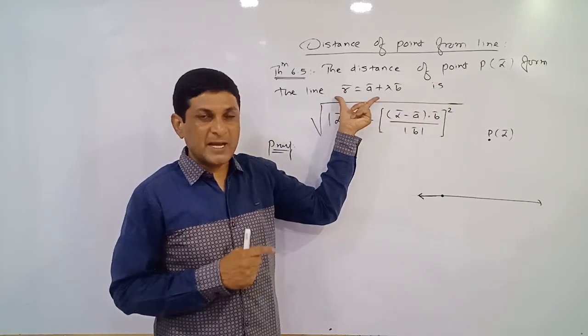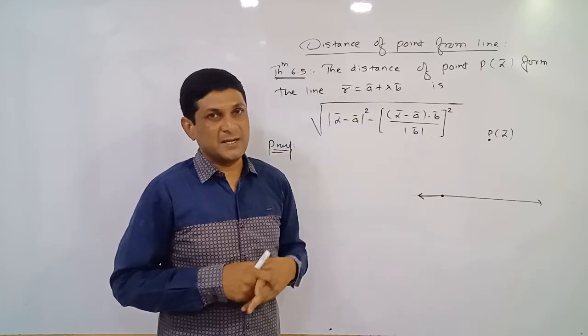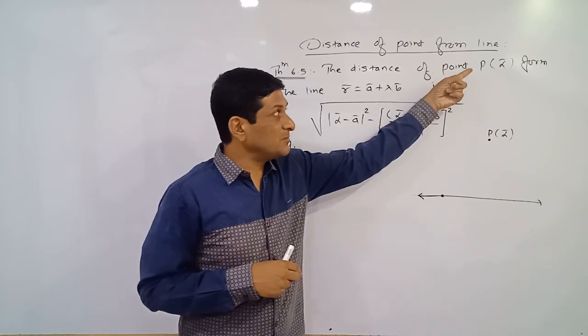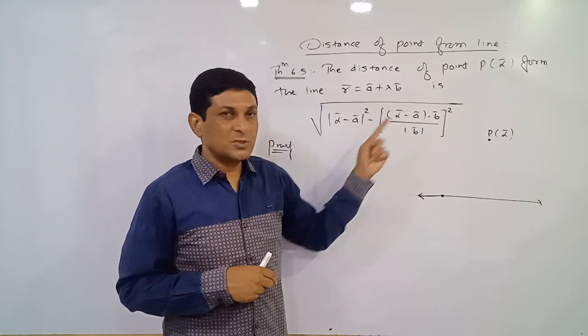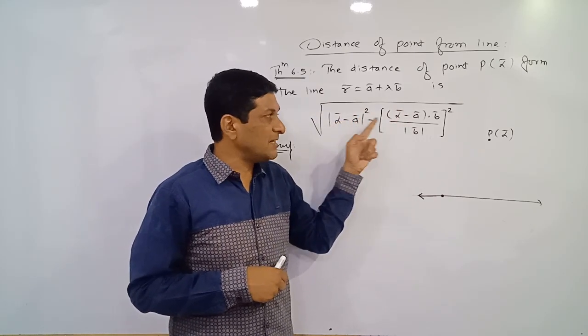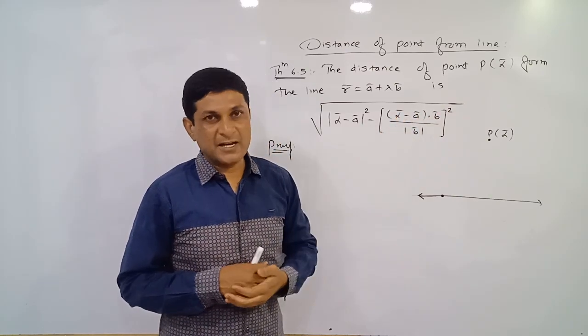What is the equation of the line? r bar is equal to a bar plus lambda b bar. This is the vector equation of the line. If these values are given, then we have to prove that the distance of this point from this line can be found by applying this formula: under root of magnitude of alpha bar minus a bar squared minus the square of alpha bar minus a bar dot b bar upon magnitude of b bar.